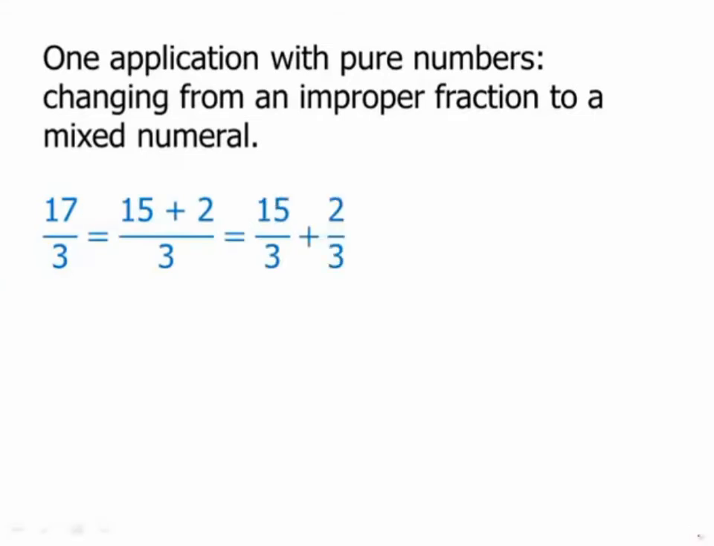Separate this into two fractions. The 15 over 3 becomes just ordinary 5. And then 5 plus 2/3, conventionally this is written as 5 2/3, the mixed numeral.